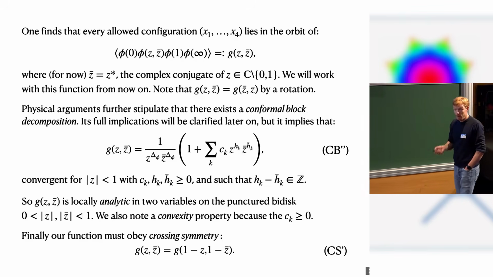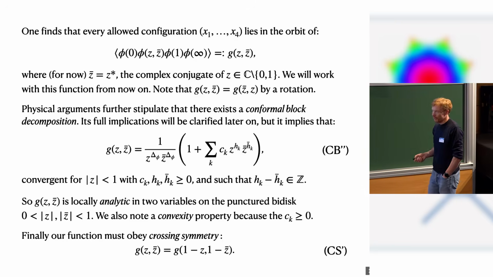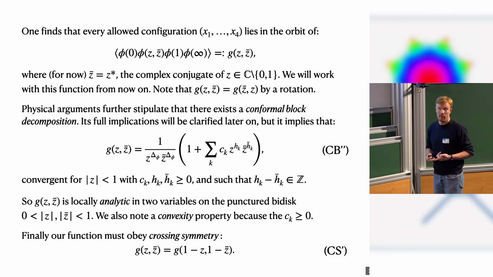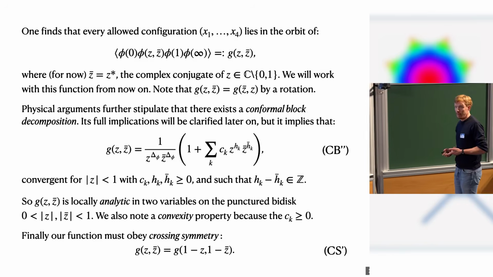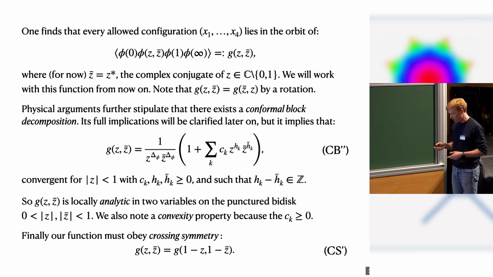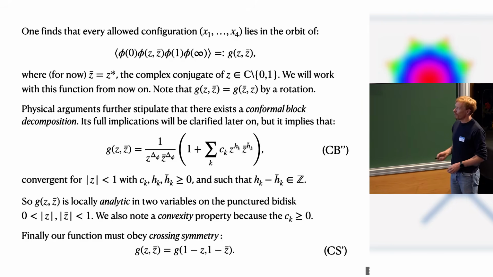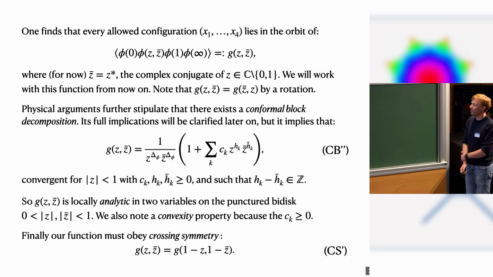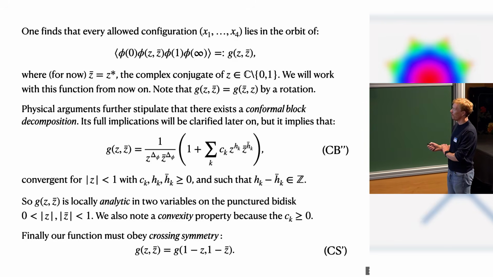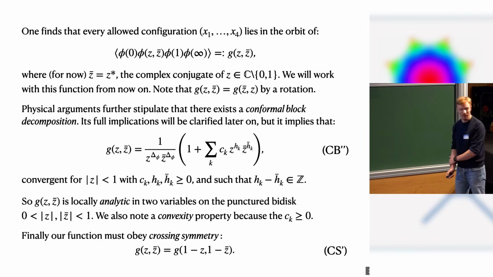Now we get to the fun part, the strange structure that these functions must have in conformal field theories. They obey two properties: crossing symmetry and a conformal block decomposition. And instead of just introducing the full conformal block decomposition, I thought I would warm things up slowly and introduce some consequence of the conformal block decomposition that I'll call CB double prime. Later on we will have CB single prime, and then we'll have CB, which is really the full statement.